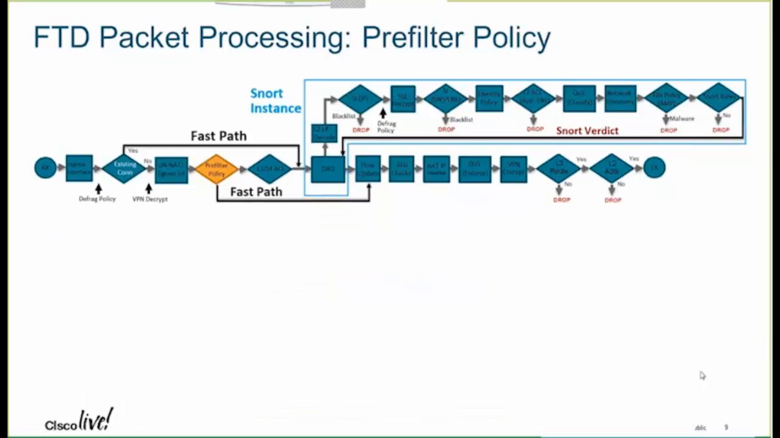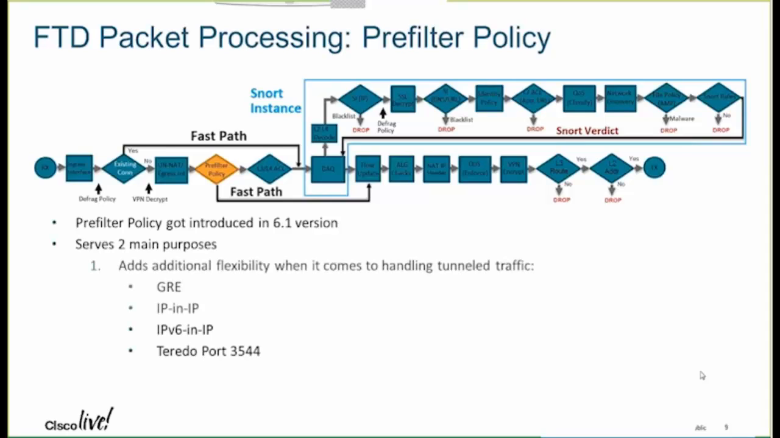So now we are going into a bit more detail on pre-filter policy and how the packet processing happens on the pre-filter side. Pre-filter policy was initially introduced in the 6.1 version of code, and it is mainly serving two purposes. One is how to handle tunnel traffic. This has to do with encapsulated traffic, wherein you are doing something like GRE over non-encrypted traffic, GRE encapsulation over IP, or IP in IP, similarly IPv6 in IP, and Teredo port 3544. These are the four types of encapsulations that we currently support.